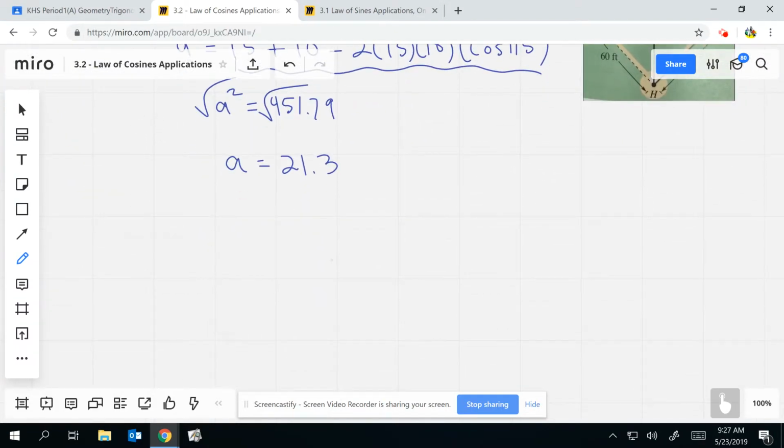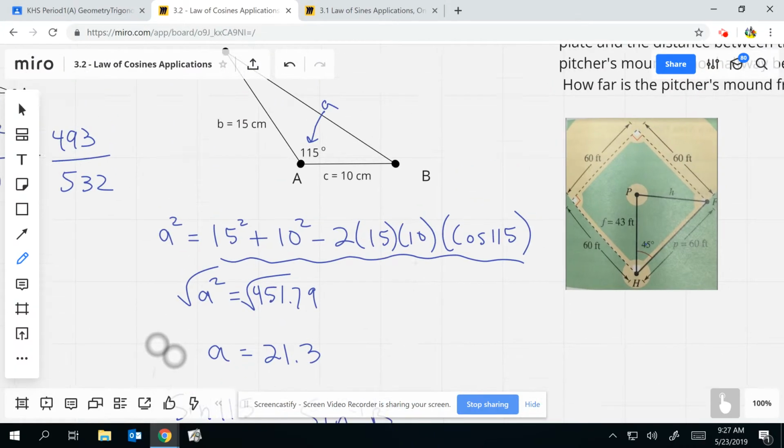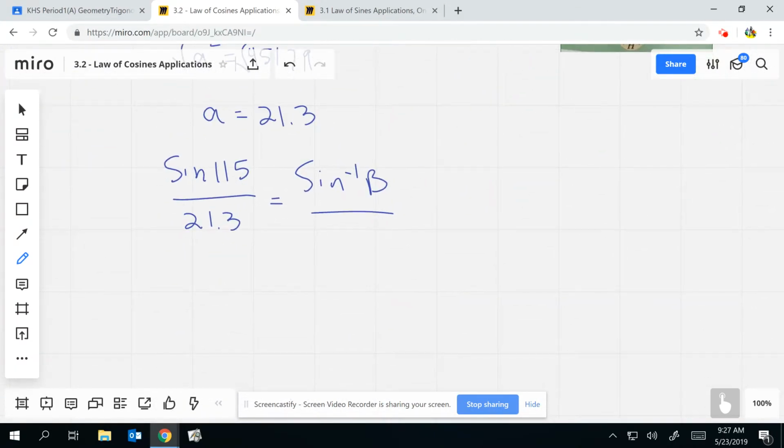Now you have angle A and little a. Now you have enough to do law of sines. So sine of 115 over 21.3. We want to find angle B next. So inverse sine for B over little b, which is 15. So we're going to multiply the sine of 115 times 15, and divide that by 21.3. Need to get a 0 point something, which we do. 0.6382 equals the inverse sine for B.